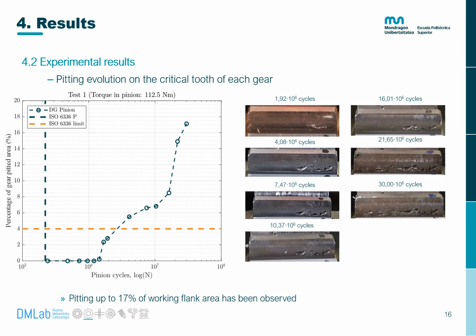If we focus on the most damaged gear tooth of test 1, we can see that pitting up to 17% of working flank area has been obtained, which is quite more than the ISO 6336 limit of 4%. In addition, on the right side of the slide, two photographs taken at different numbers of load cycles are shown. It can be seen that the evolution of the area damaged by the pitting has been quite stable, that there has been no exponential growth.